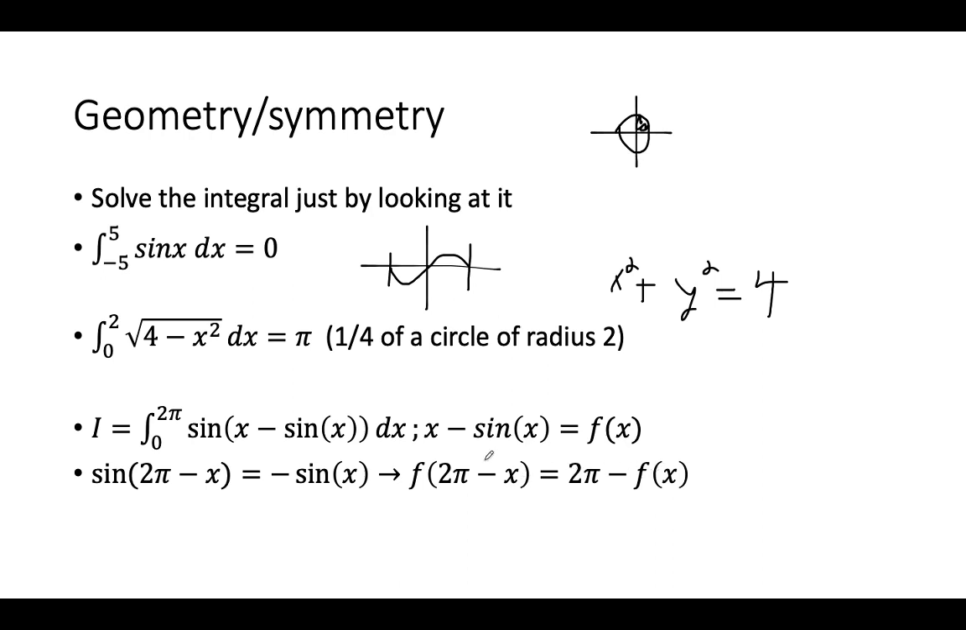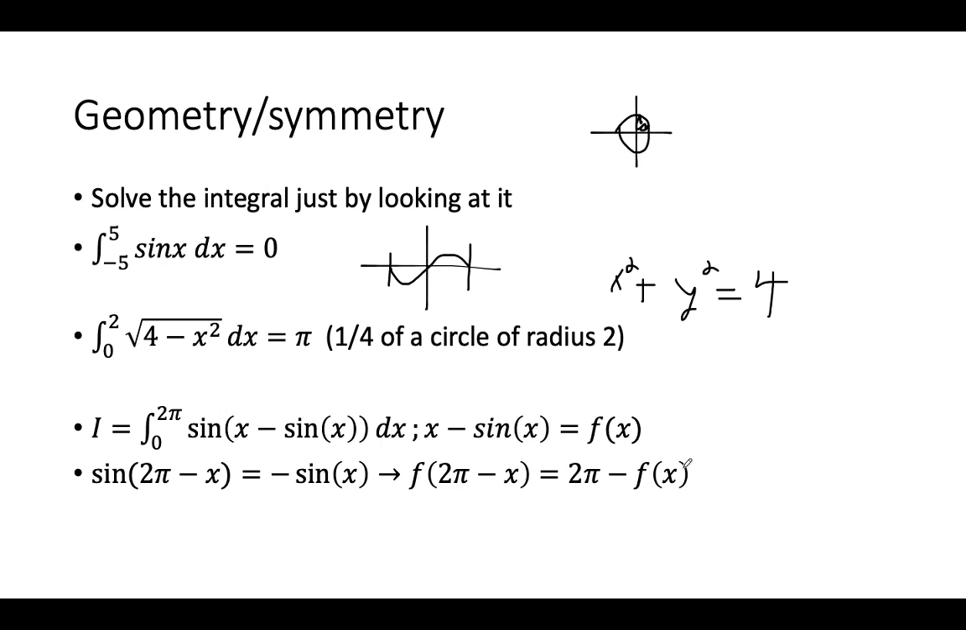And what do I mean by that? I'm saying x minus sine of x, plug in 2 pi minus x for x. In both of these cases, sine of x will become negative sine of x, and this will become 2 pi minus x. So both the x and the sine got a negative on them, and then we added 2 pi. So that's what this is saying here. I added 2 pi, and I put a negative on the original expression. So f of (2 pi minus x) is 2 pi minus f of x.